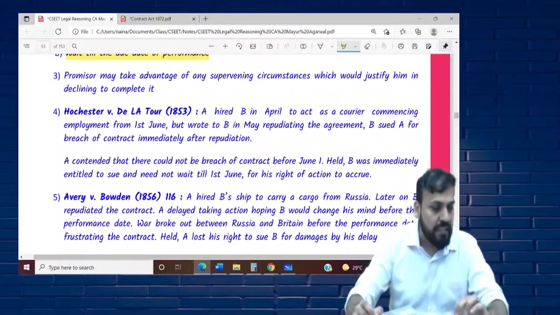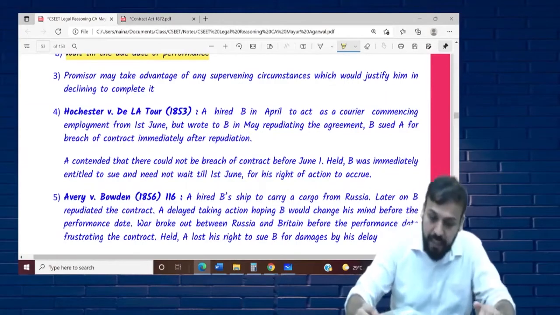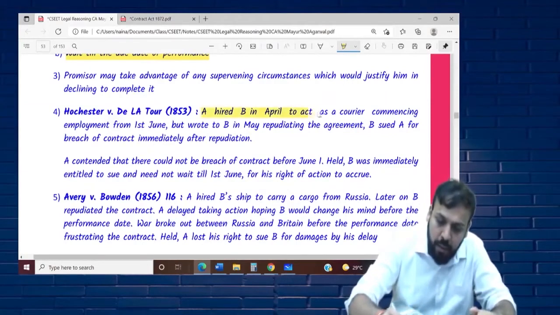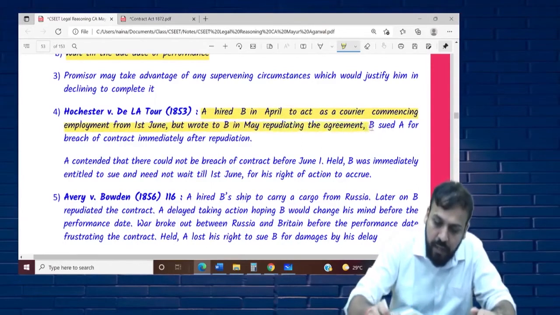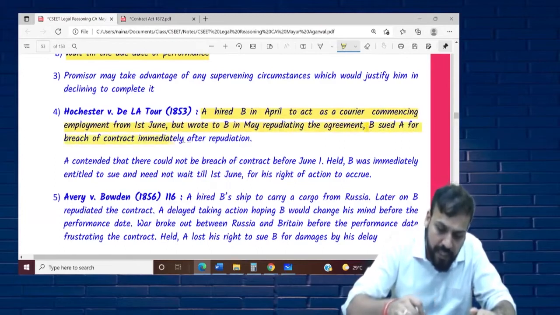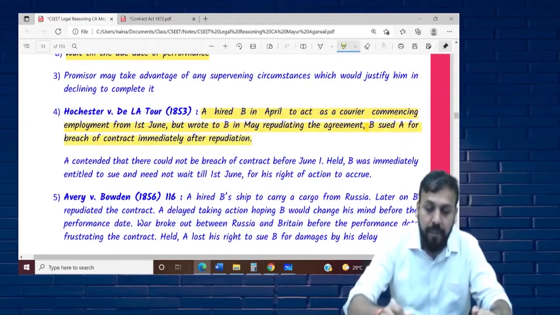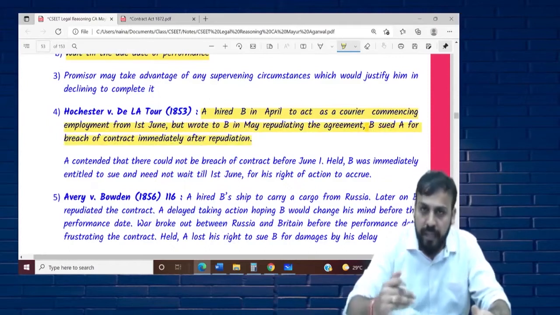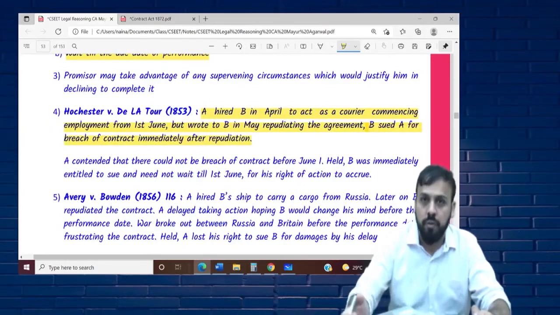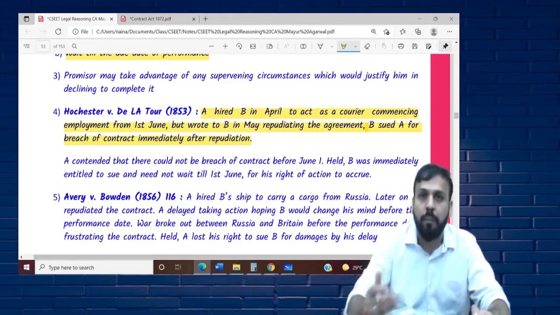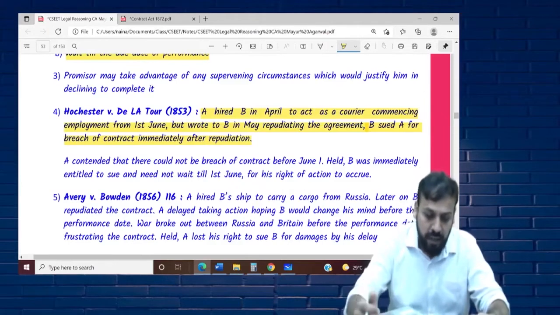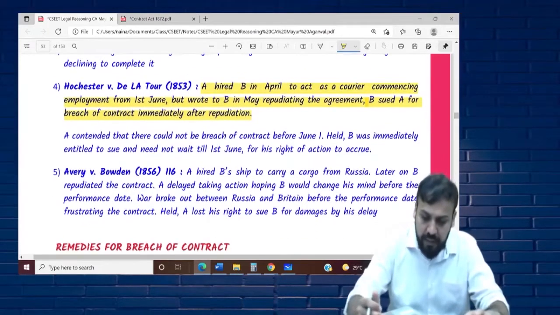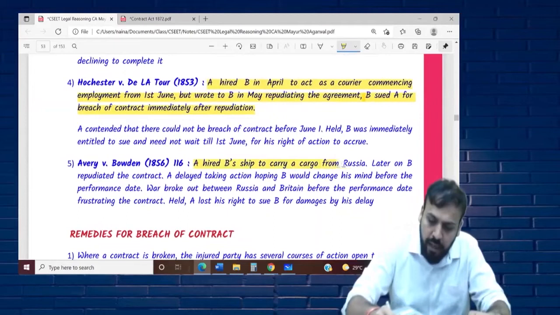Let us take a certain example. See the landmark case. A hired B in April to act as a courier, commencing employment from 1st June, but wrote to B in May that he is cancelling the contract. Now B can file a case for breach immediately after repudiation. See what happened. He appointed one employee in April from 1st June. Now in May he is telling that he will not appoint. He is cancelling the appointment. That is called which breach? That is basically anticipatory breach.